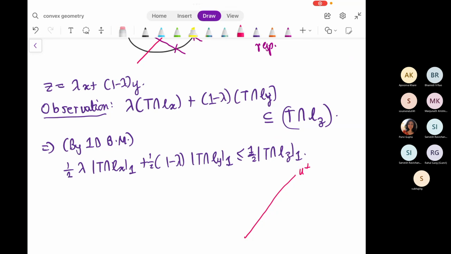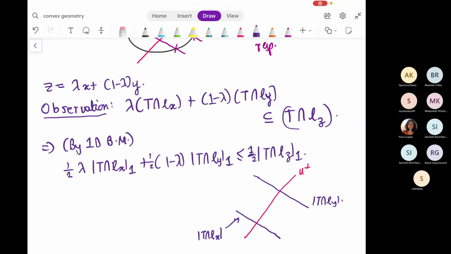In the symmetrization, if I look at the line Lx, how will the symmetrization's intersection with Lx look like? It will be a particular line segment of some length, right? It will be a line segment that is symmetric, and its length will be T intersection Lx. And similarly, the length at the point y will be T intersection Ly, the volume of that.